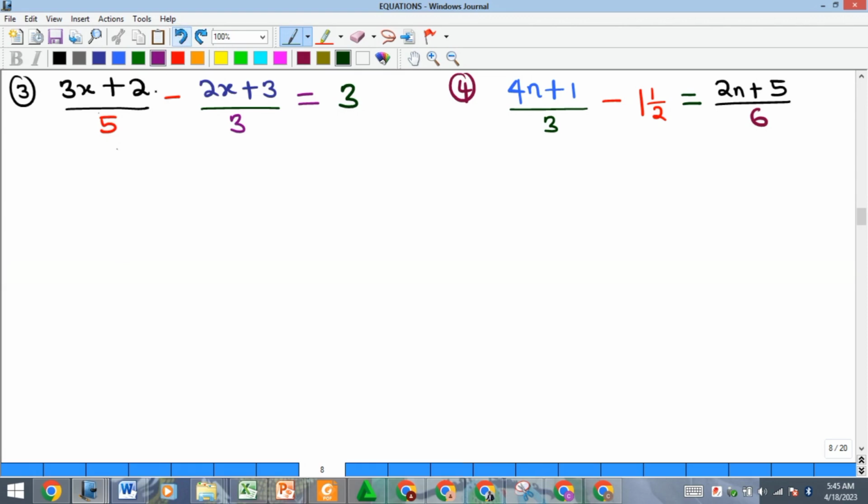So let's quickly be doing that, because of course if it's an exam, you have to save your time. So when 15 multiplies this first term here, 5 will cancel the 15 to give 3.